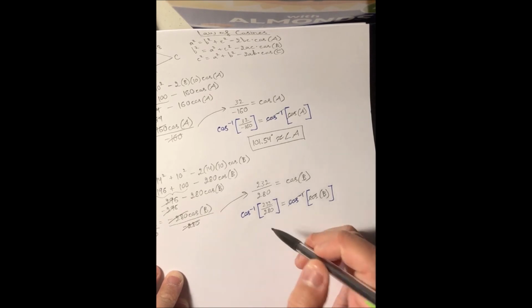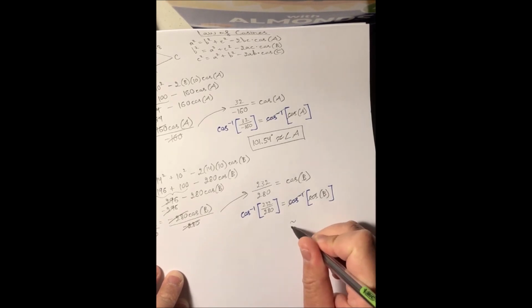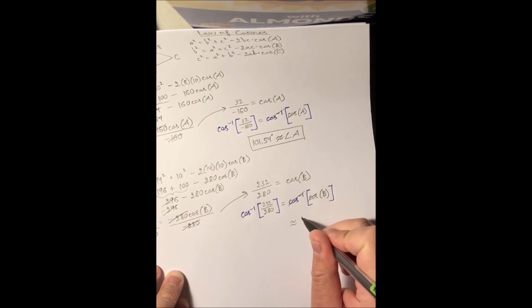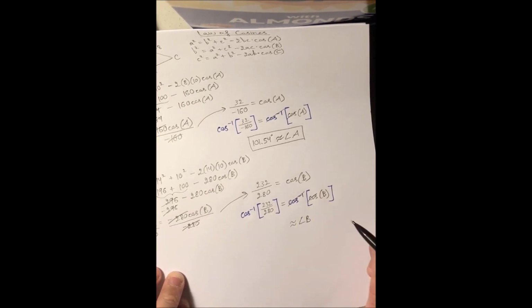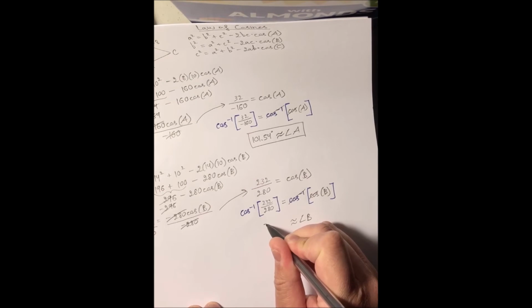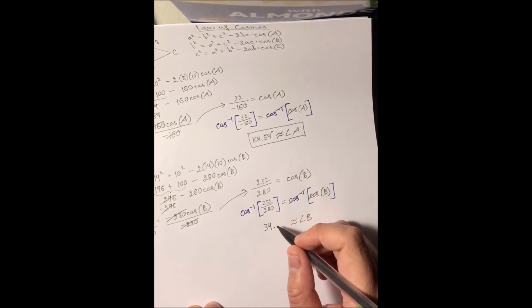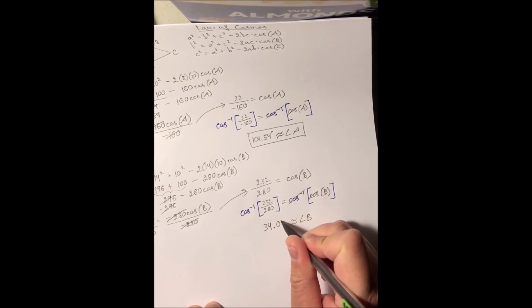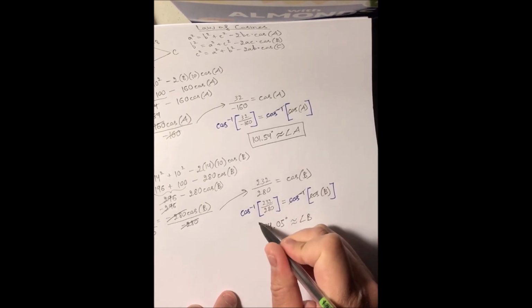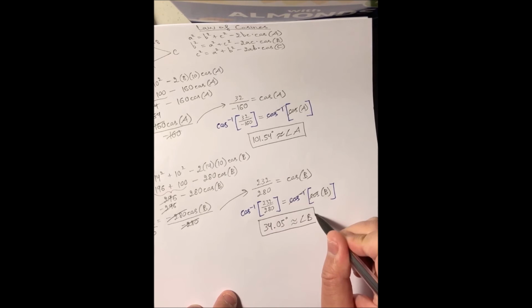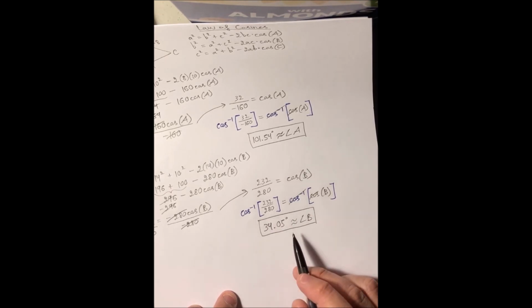So on the left-hand side, if I were to type it in the calculator, I'm going to have something that is approximately equal to angle capital B. So what is the left-hand side? 34.05, rounding to the nearest hundredth. This is the degree of angle capital B. So we put it here.